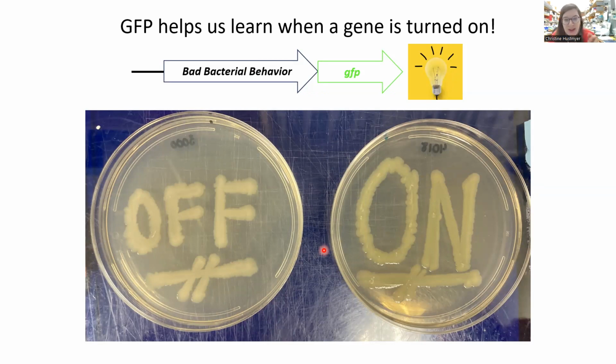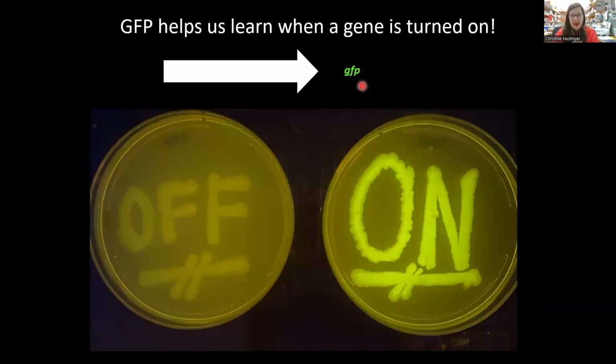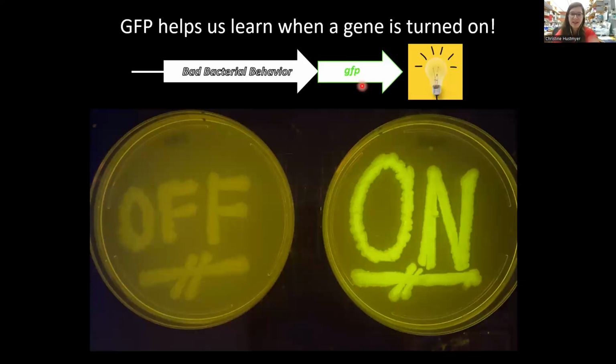But I know that I've added GFP to this bacteria. And I know that if a bad bacterial behavior is turned on, then I can monitor that this behavior is turned on because I'll see this glowing phenotype, or this glowing picture. And so I'm going to show you what that picture looks like now. So here it is now in the dark. This GFP is really easy to see in the dark, when I can excite it at a certain light that it likes to be excited at.